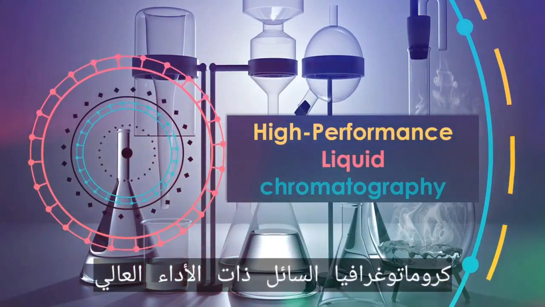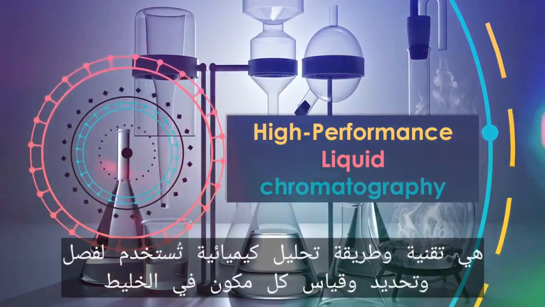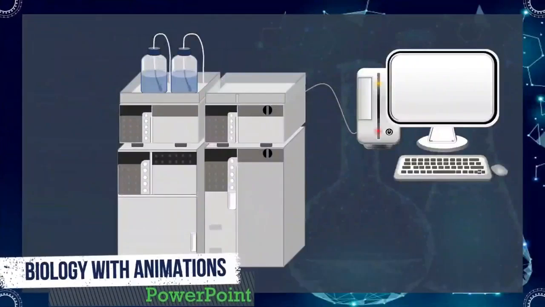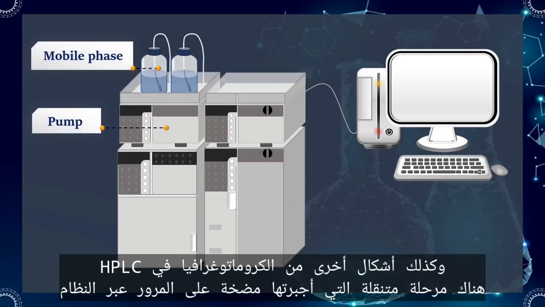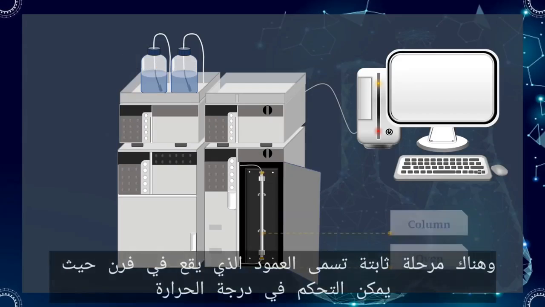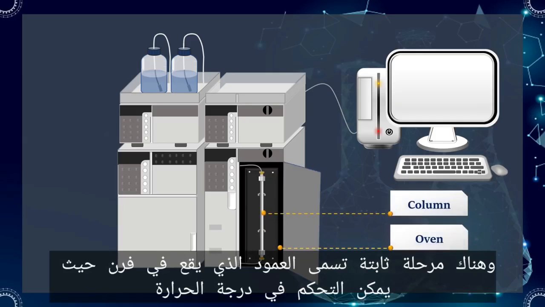High-performance liquid chromatography is a technique in analytical chemistry used to separate, identify, and quantify each component in a mixture. As with other forms of chromatography, in HPLC there is a mobile phase, which is forced by a pump to pass through the system, and there is a stationary phase called a column, which is located in an oven where the temperature can be controlled.